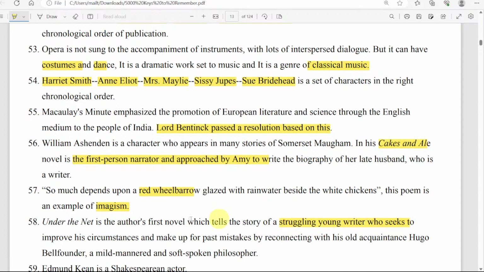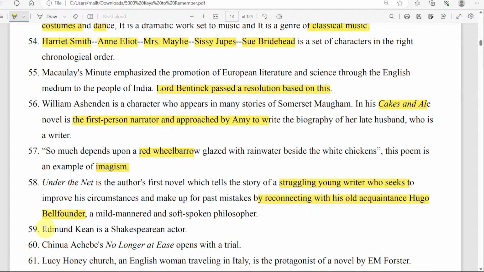And Under the Net is the author's first novel, which tells the story of a struggling young writer who seeks to improve his circumstances and make up for past mistakes by reconnecting with his old acquaintance Hugo Belfounder, a mild, mannered and soft-spoken philosopher. Edmund Kean is a Shakespearean actor, not a character. So he has played most of the Shakespearean characters. So he was an actor.